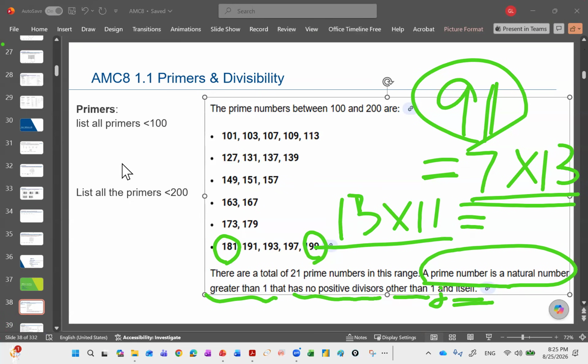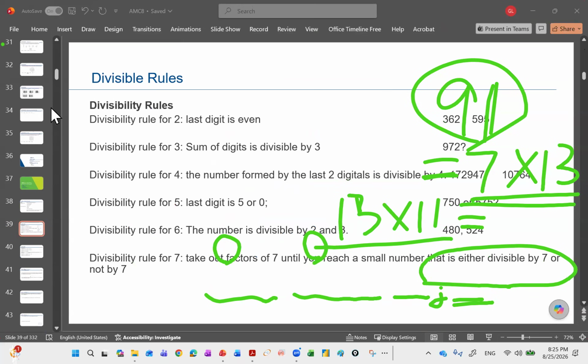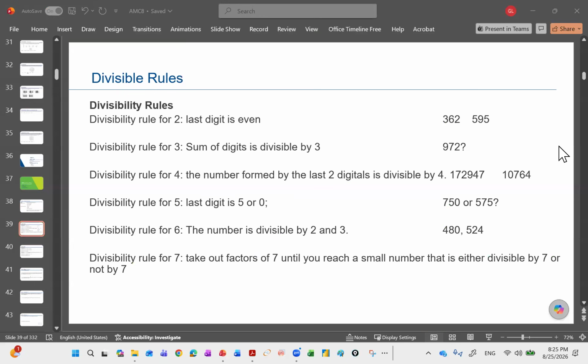Okay, so how do we judge whether they are divisible? First, if a number can divide by 2, the last digit should be even. Right? Make sense? If it is divisible by 2, the last digit should be even. So this one obviously yes, this one is not, right?